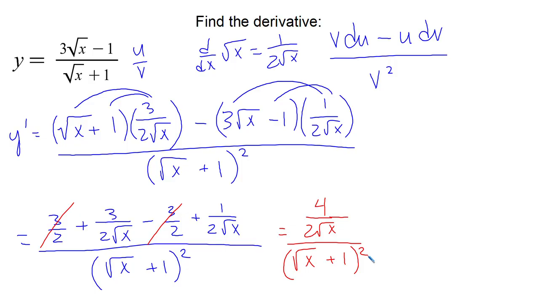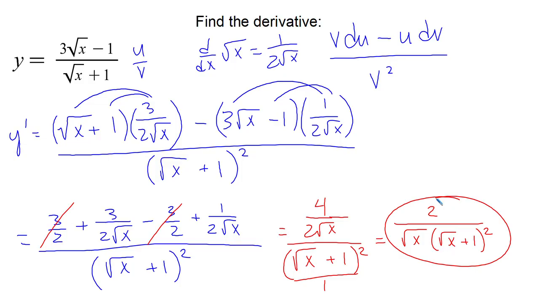And from there, we can just simplify the 4 over the 2 as a 2. And we've done this a few times where we can look at this as over 1. And then when we multiply by the reciprocal, and it's a fraction over a fraction, that root x and that root x plus 1 squared will end up in the same denominator. So this is 2 over root x times root x plus 1 squared. And that should be our final fully simplified answer.